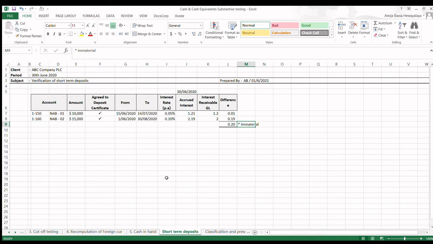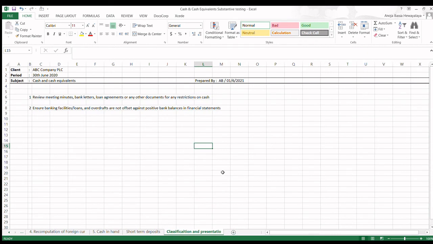Next, I have done my workings on short-term deposits. I agreed the deposit amounts with deposit certificates, and also don't forget to calculate the accrued interest. Most of the time, clients account only for the deposit, but they forget to post a journal entry for the accrued interest which is applicable for the year. In this case, this is not material, I can just ignore it, but most of the time it can be material.